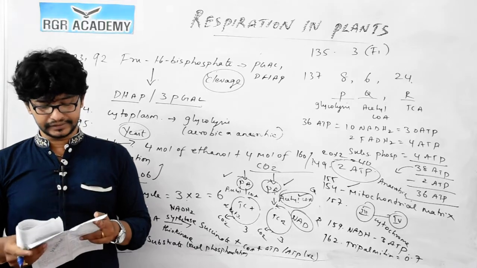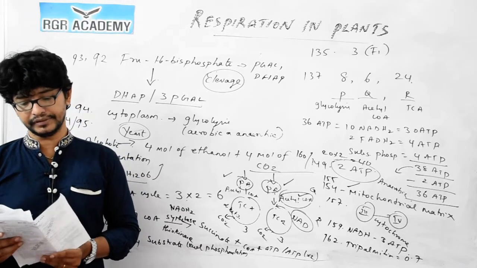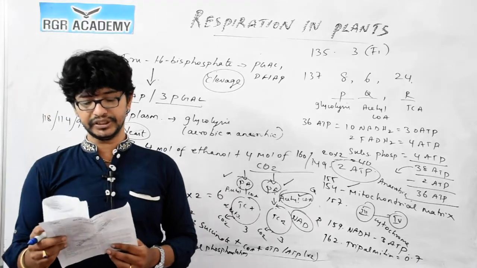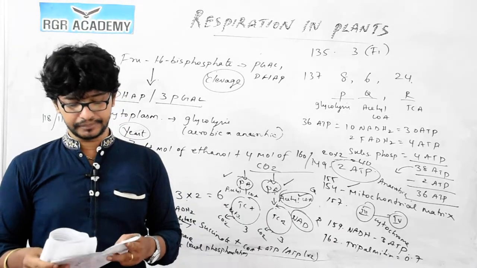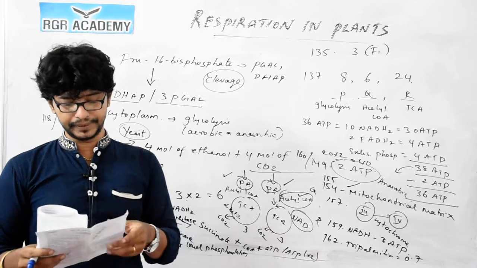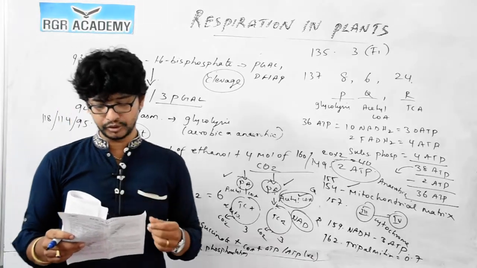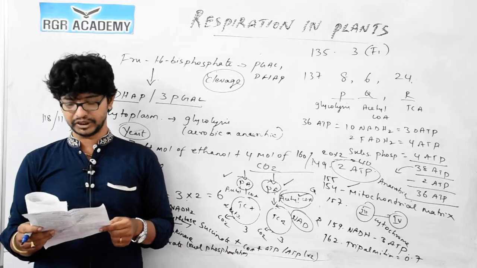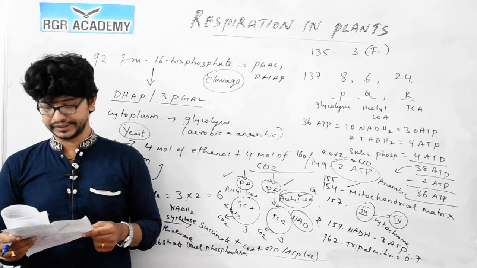Assertion and reason. Conversion of 1,3-bisphosphoglycerate to 3-phosphoglyceric acid, PGA, is an energy yielding step. And reason, this energy is trapped in the form of ATP. Both assertion and reason are true, but reason is not the correct explanation of the assertion for question 165.